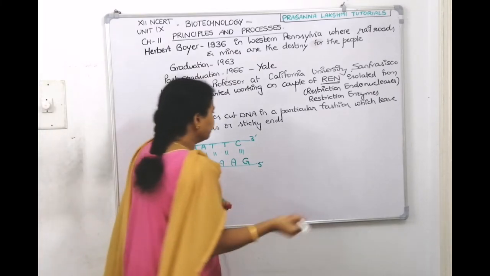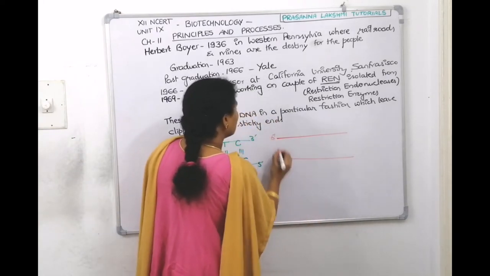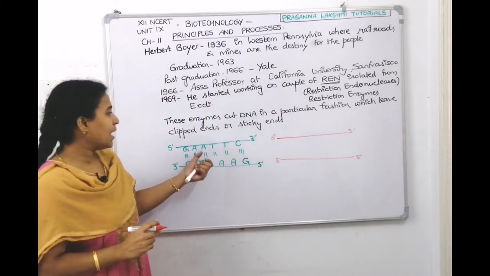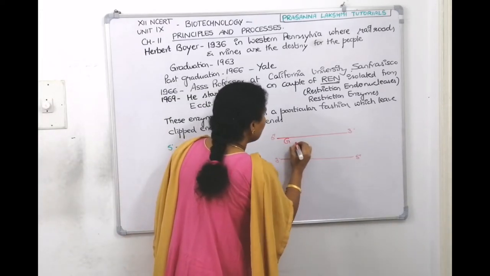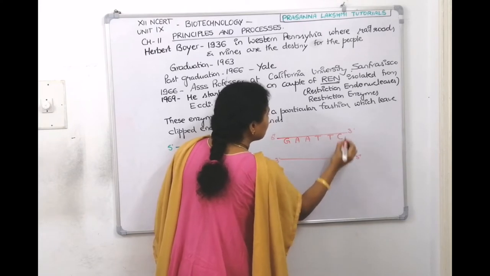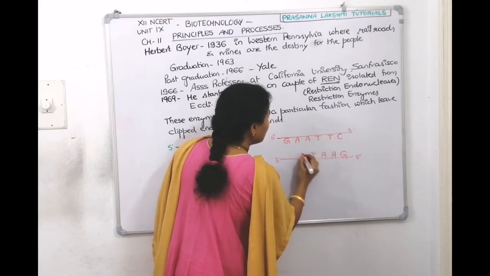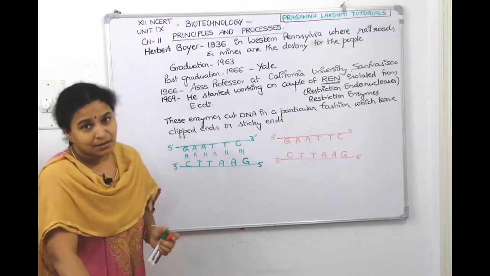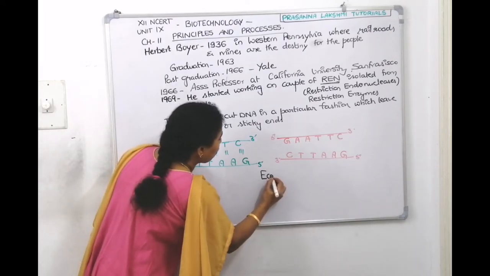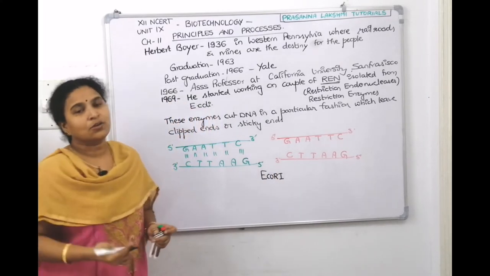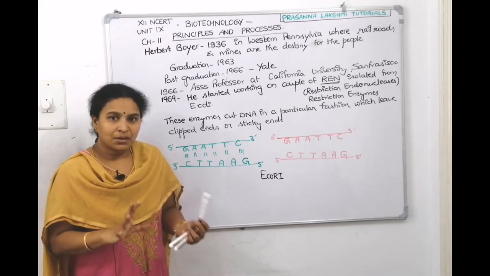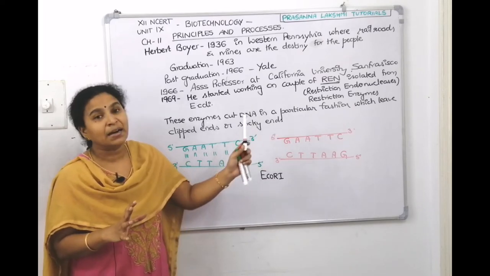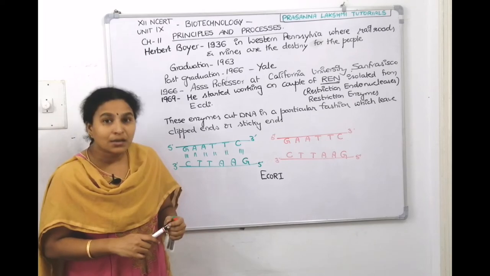So I will go with another DNA molecule. But here also, I'm going to take the same sequence, G, A, A, T, T, C. Now, this is one specific sequence which is digested by a restriction enzyme called EcoR1. Slowly you will understand when we get into the chapter what EcoR1 is. So just now remember it is EcoR1, a restriction enzyme which cuts the DNA in a particular manner and is going to leave clipped ends. I'm trying to tell you what clipped ends or sticky ends are.